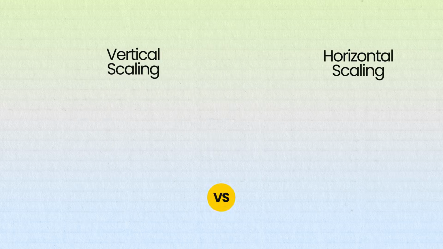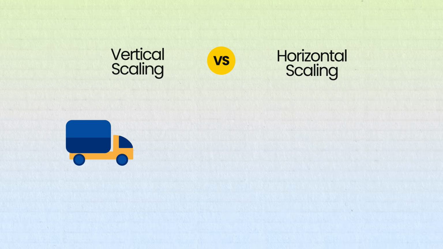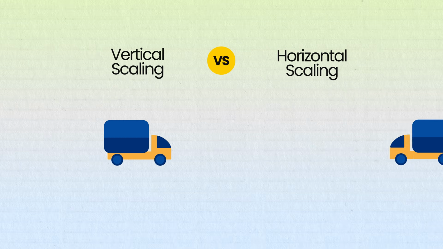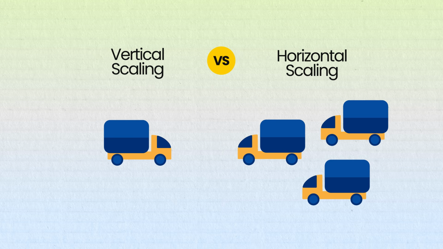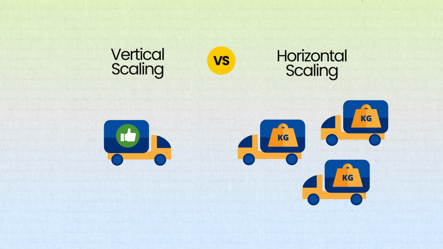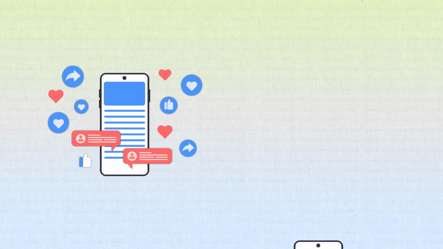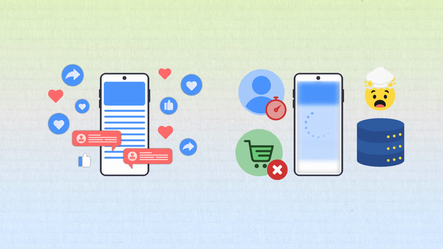The difference is simple. Vertical scaling is like buying a bigger truck, horizontal scaling is like adding more trucks. A bigger truck is easier at first, but more trucks gives you more flexibility when the load keeps growing. And in backend engineering, scaling isn't just about handling more users, it's about building a system that does not collapse when people actually start using it.